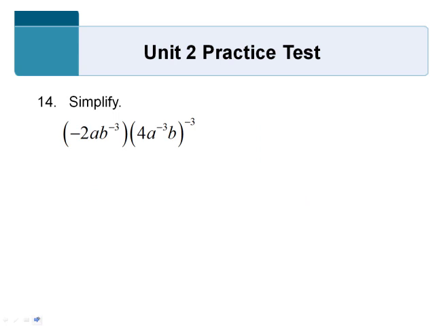All right, number 14, I think personally, is the hardest problem on the test, and it's all because of the 4 with the negative 3 out here. That is a big pain, and I'm going to show you how to hopefully keep it straight, but gosh, this is a hard problem. So we don't have an exponent outside in the first term, so we're going to keep that the same, negative 2ab to the negative 3. And just bring that down.